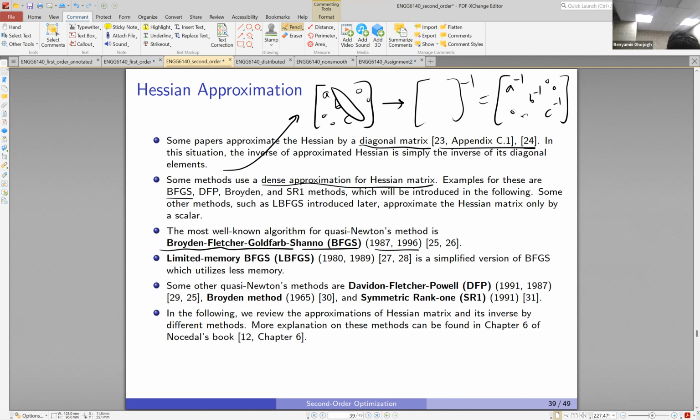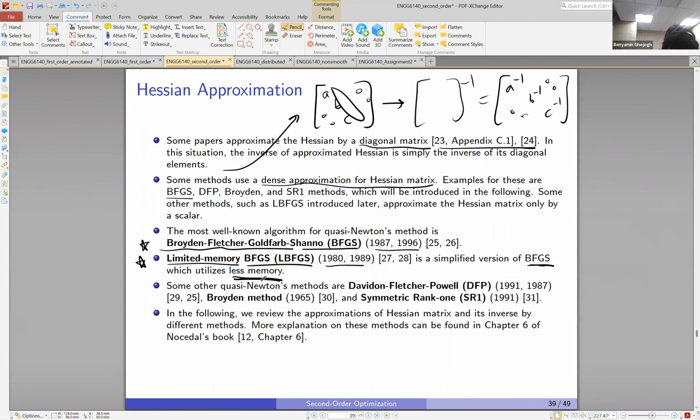Also, there is limited memory BFGS. This is also very famous. So these two are very famous Quasi-Newton methods, proposed in the 1980s. It's a simplified version of BFGS, which utilizes less memory, because at that time computers were coming gradually, but they were not very powerful. So memory was important at that time, and they were trying to design or modify BFGS in a way that it uses less memory.